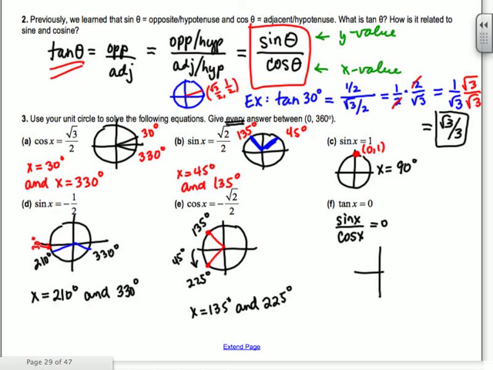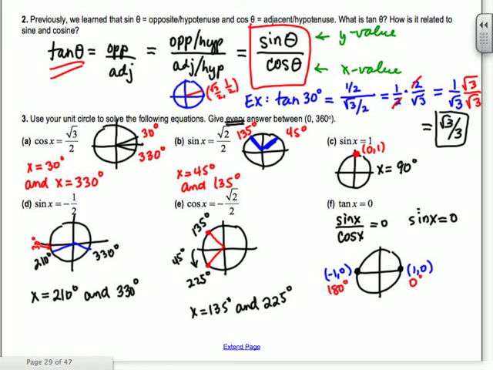Okay, so we need 0 to be the sine value. So think about that. So we want to know when sine is equal to 0. So sine of x equals 0. All right, so when is sine equal to 0? That's when the y value is equal to 0. So that means you don't go up at all. So those two places. Right, those 2 points are (1, 0) and (-1, 0). The sine value is equal to 0. So what are the degree measures for those?